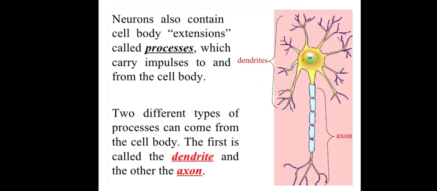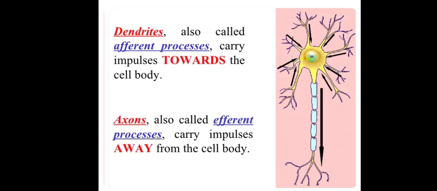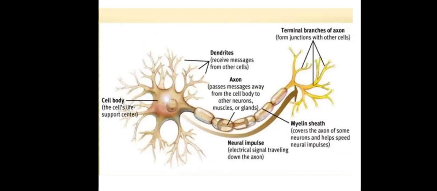Neurons also contain cell body extensions called processes, which carry impulses to and from the cell. Two different types of processes can come from the cell body. The first is the dendrite and the other is the axon. Dendrites, also called afferent processes, carry impulses towards the cell body. Axons, also called efferent processes, carry impulses away from the cell body.